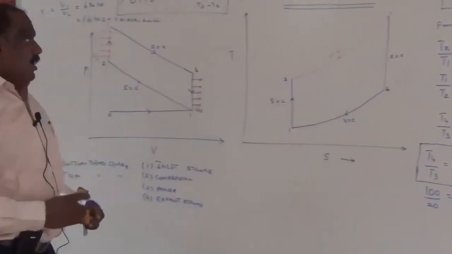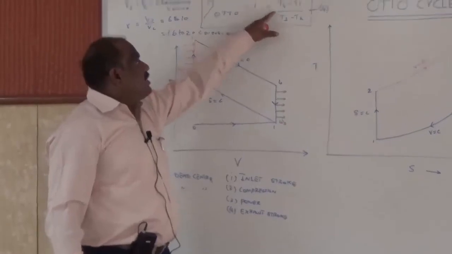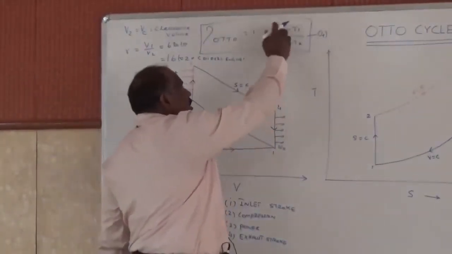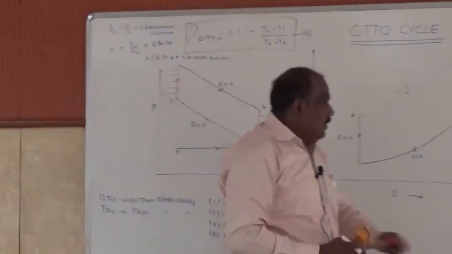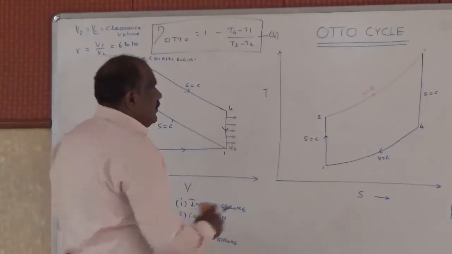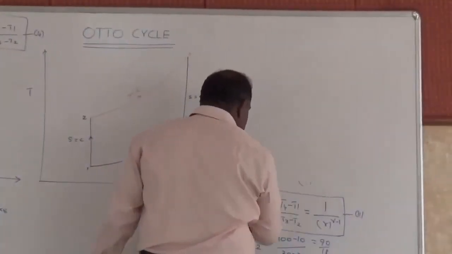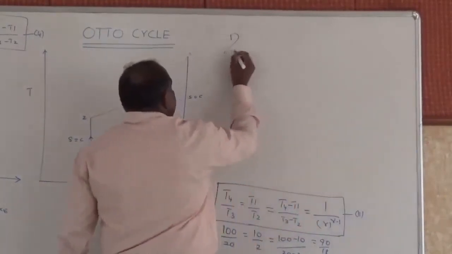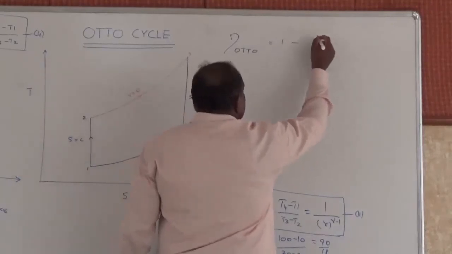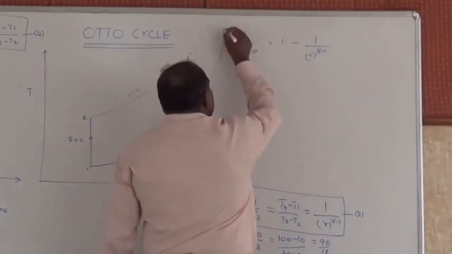Now we will recap that the efficiency of the Otto cycle is given by 1 minus T4 minus T1 by T3 minus T2. So substitute for T4 minus T1 by T3 minus T2 from 11 in terms of r and gamma. So I will end up with the efficiency of the Otto cycle given by 1 minus 1 by r power gamma minus 1.